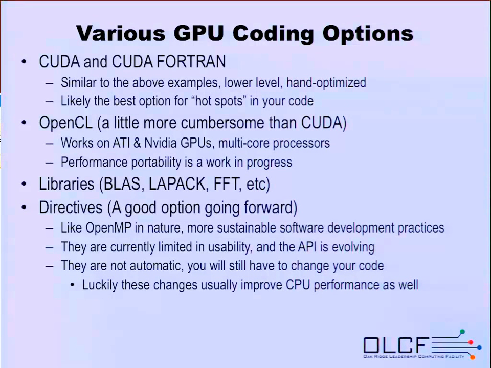This is an old slide. They're not as limited in usability. The API is not evolving quite as fast. It's pretty set, at least the main things that you're going to use every day. The API is fairly fixed at this point, and it's usable in most things except Fortran-derived types. You're going to run into some problems if your main data is in a Fortran-derived type. You can't transfer those with OpenACC very well. So keep that in mind.